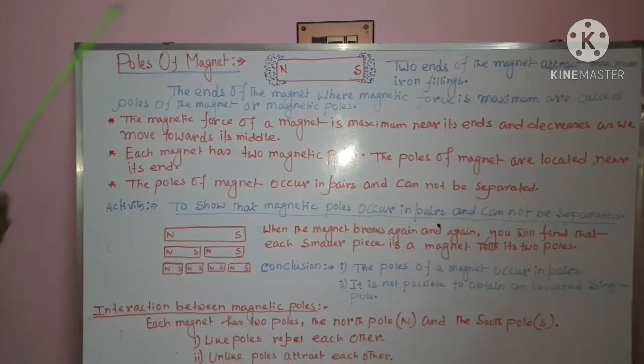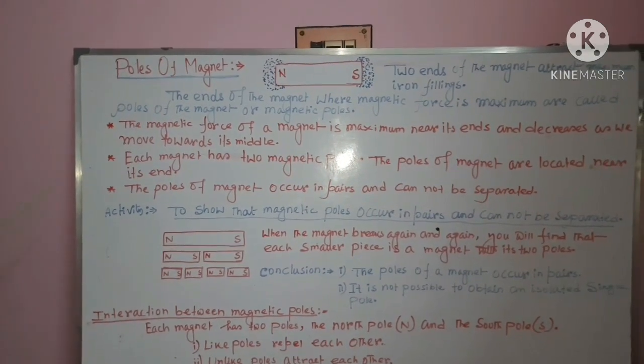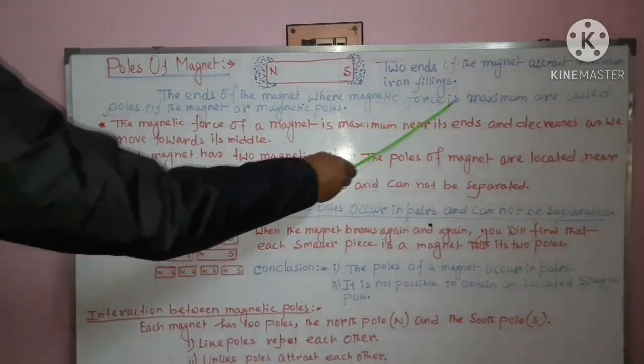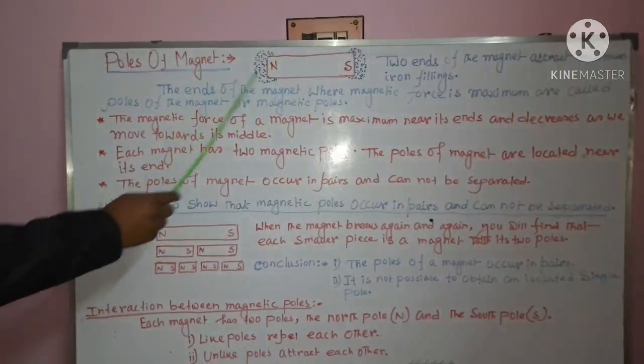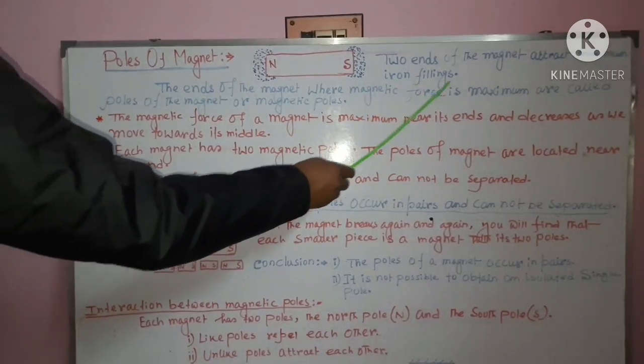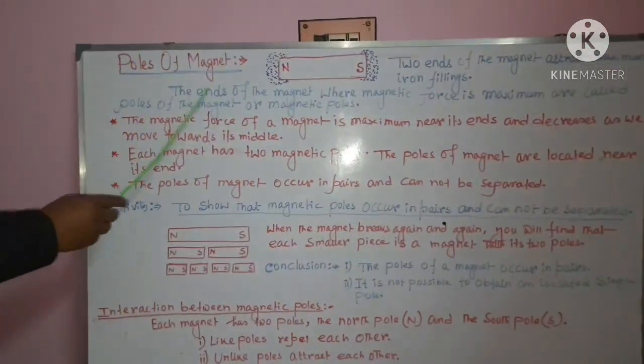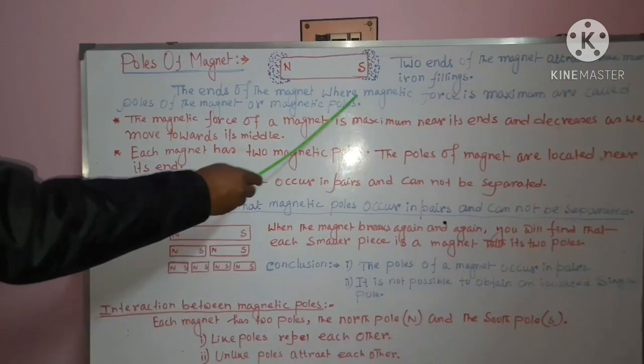So therefore, what is magnetic poles? See, the end of the magnet where magnetic force is maximum is called the poles of magnet or magnetic poles.